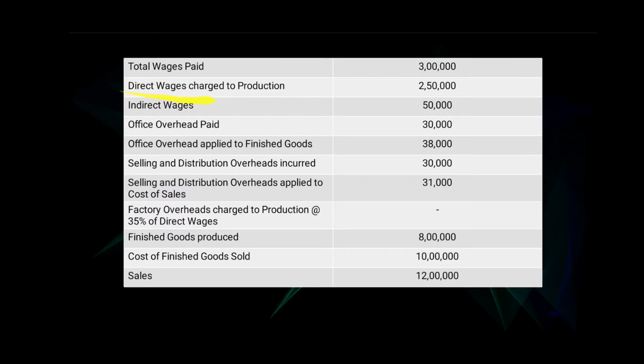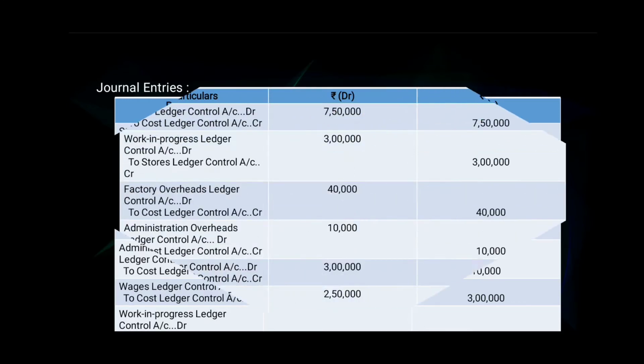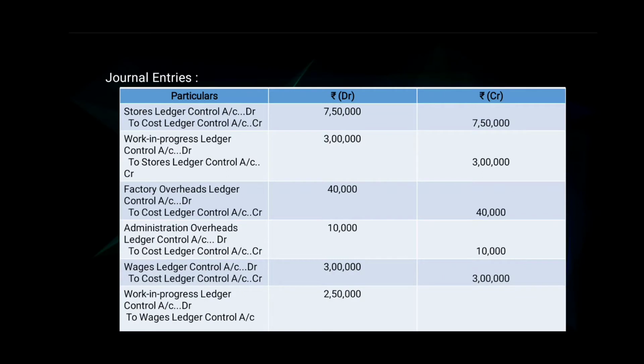Next, direct wages charged to production. Amount is given as 2,50,000. So journal entry is work in progress ledger control account debit to wages ledger control account. Amount is 2,50,000 on the debit and on the credit side.